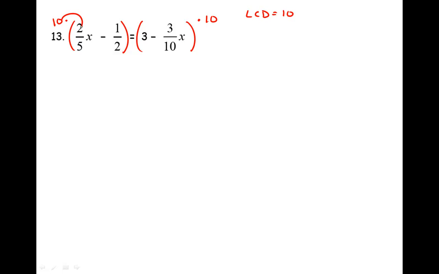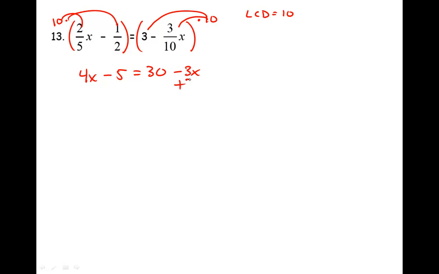So 10 times 2/5 x would be 4x. 10 times negative 1/2 would be negative 5. 10 times 3 would be 30. And 10 times negative 3/10 x would be negative 3x. As you can see, I no longer have any fractions, and it's pretty straightforward to solve for x.